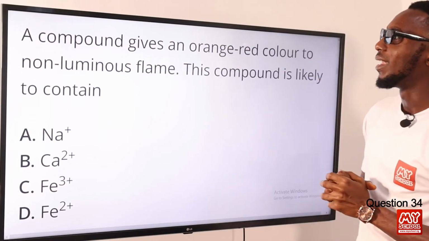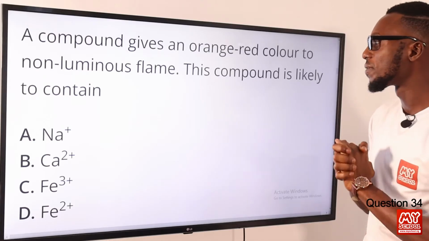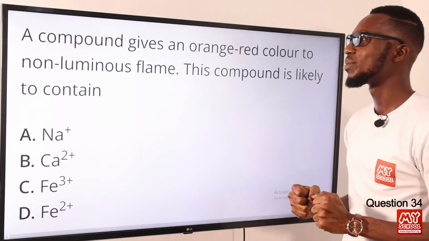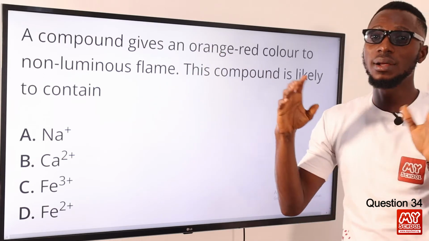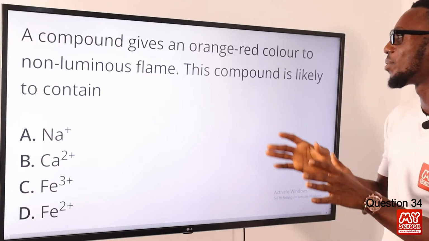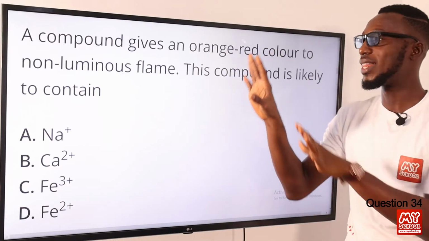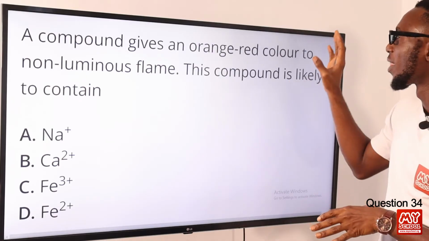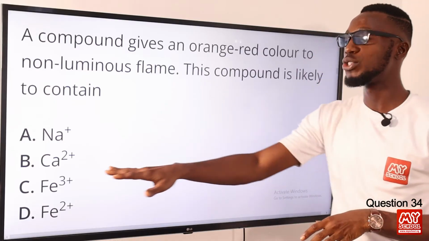34. A compound gives an orange-red color to a non-luminous flame. This compound is likely to contain what? Alright, when you talk about a non-luminous flame, we are talking about a region where there is complete combustion. The compound that gives this particular coloration, this whole setup is a flame test. This color you can attribute to calcium ions.